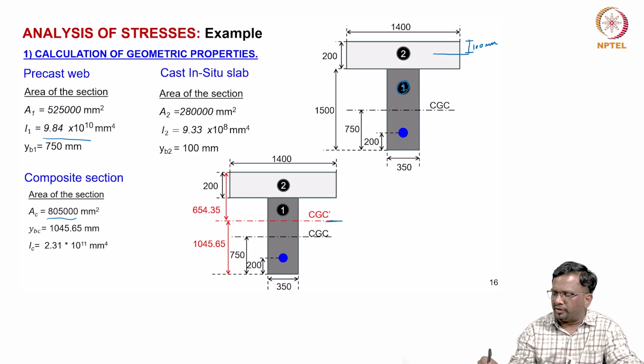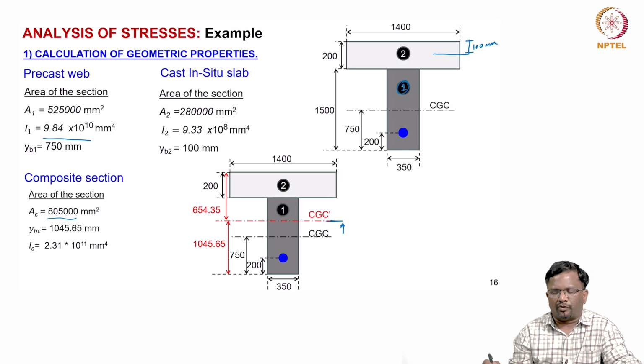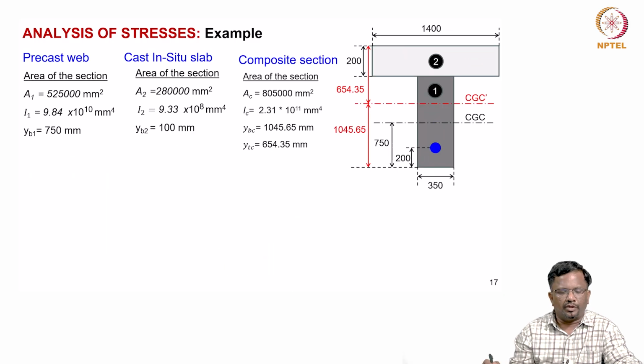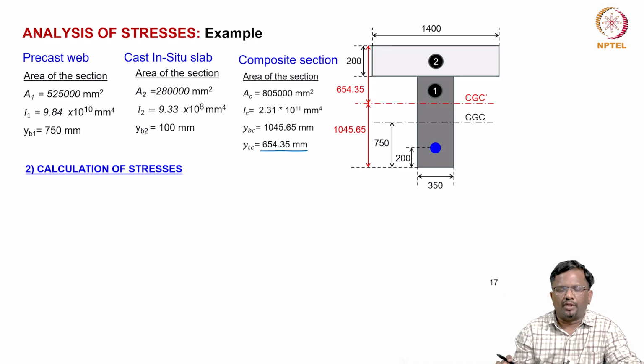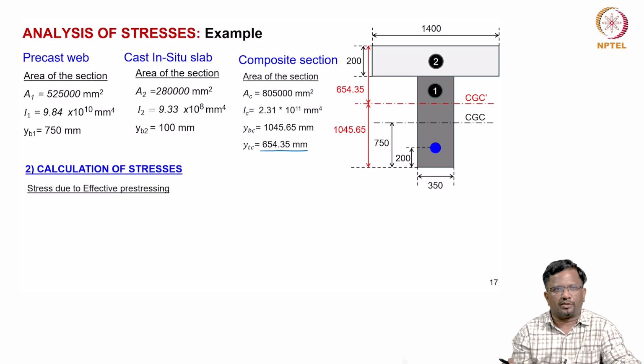You can see CGC now has shifted up, and now it is at 1045.65 millimeter, and so on. So, these are the properties. Similarly, the top fiber is at a distance of 654.35 from the CGC of the composite section. So, you know how to calculate these properties. Now, let us use it for calculating the stresses.